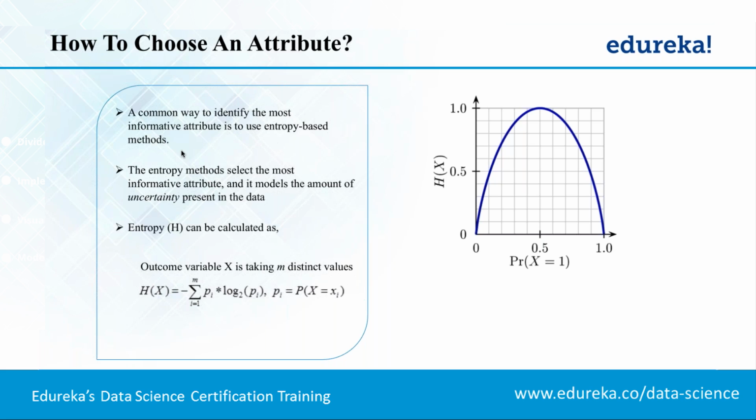A common way to identify the most informative attribute is to use entropy-based methods. Entropy is a mathematical concept, and nothing related to machine learning. Entropy was actually invented in the context of information theory, back when they were trying to invent a way of communicating information, before telephone networks came in. How to pass information from one place to another in a concise manner. In that context entropy was first used, and the same concept is used here as well. What does entropy mean?